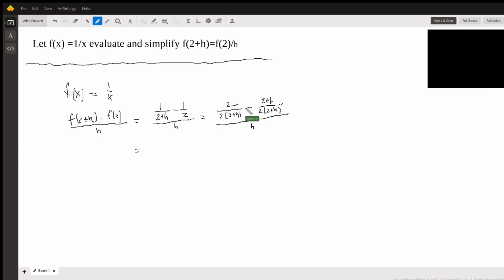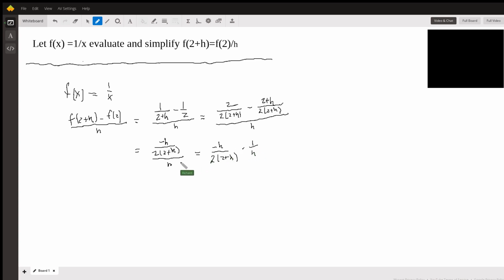So when we combine these two terms, they're like terms because they have the same denominator. We're going to get negative h over 2 times 2 plus h, over h. So we can rewrite this now as negative h over 2 times 2 plus h times 1 over h.